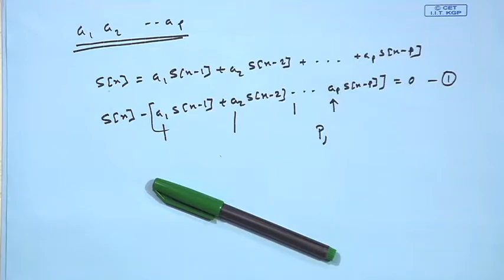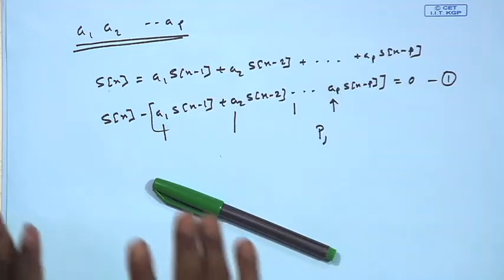So, for an infinite set of solutions, I have to find the optimum set of solution, or I can say find the set of A1, A2, A3 up to AP values for which the error is 0. That means I am minimizing the error to predict the values of A1, A2, up to AP. That is why it is called linear prediction.